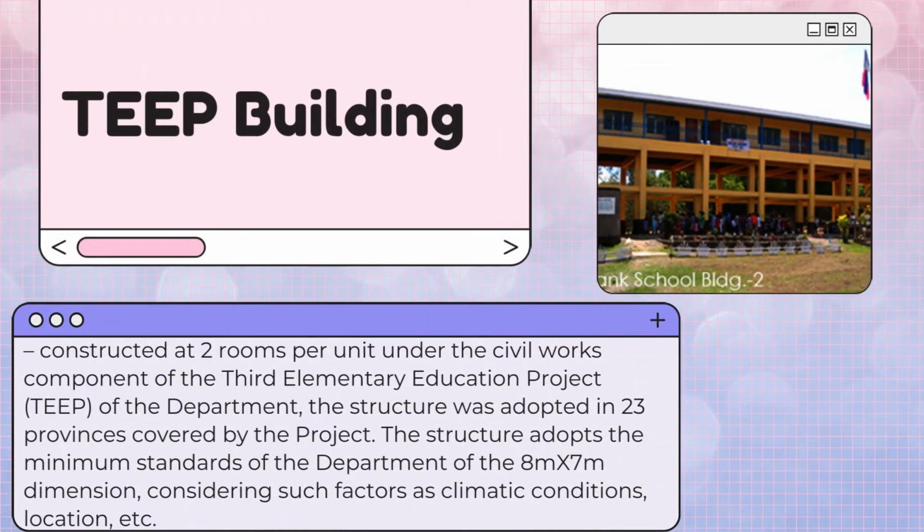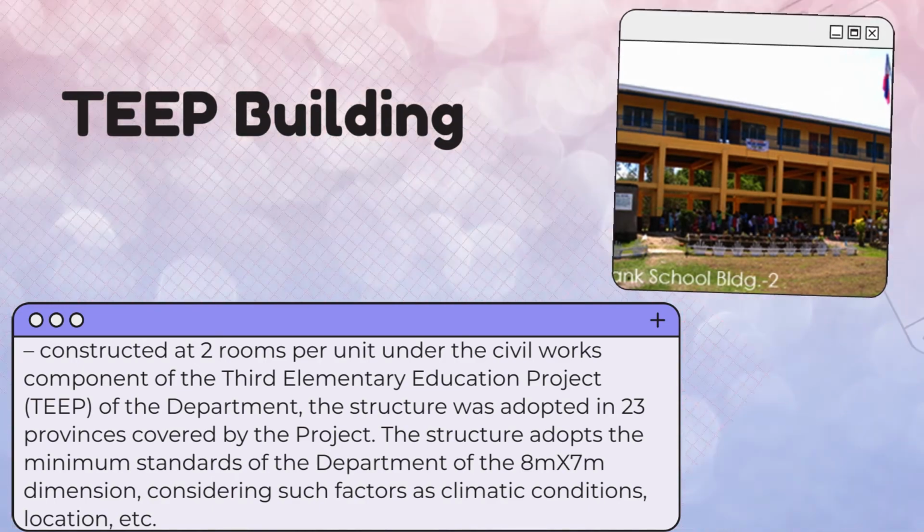TEEP building, constructed at 2 rooms per unit under the civil works component of the Third Elementary Education Project of the department. The structure was adopted in 23 provinces covered by the project. The structure adopts the minimum standards of the department of the 8 meter by 7 meter dimension, considering such factors as climatic conditions, location, etc.